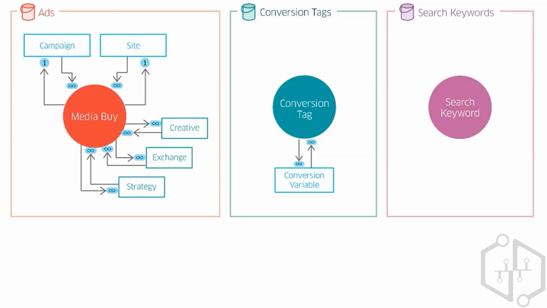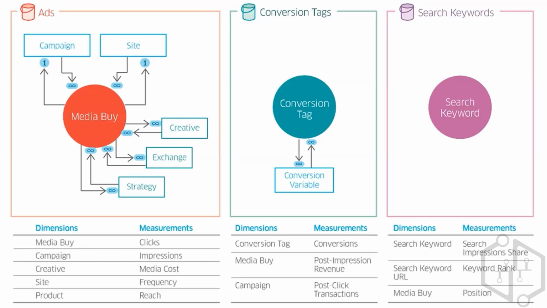Cool. So let's look into the various dimensions and measurements that get attached to the various data sets, right? So in my ads data set, I have the media buy and clicks, campaign, creative, site, etc.